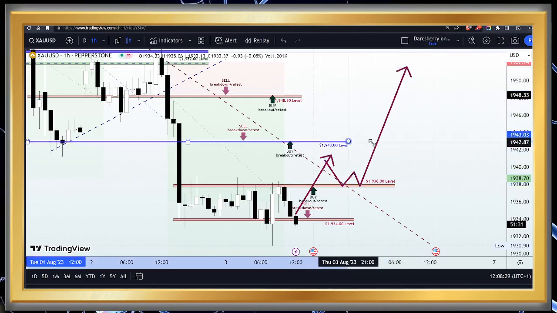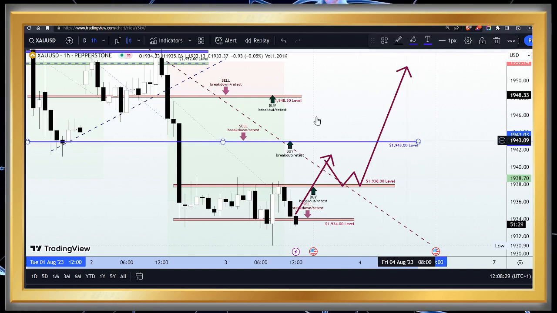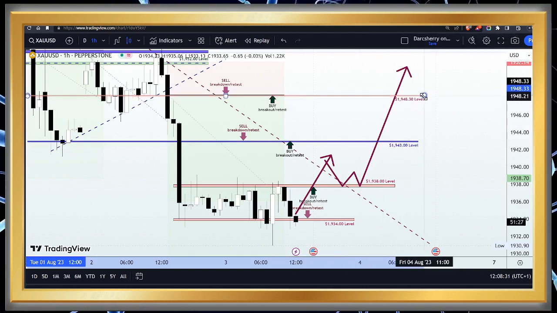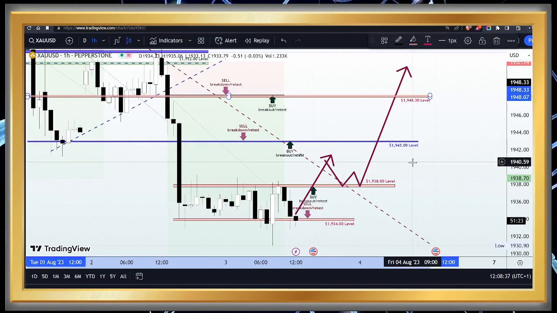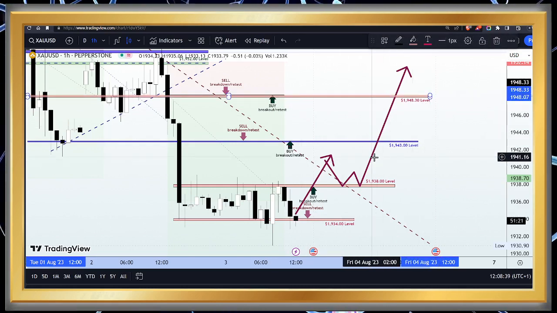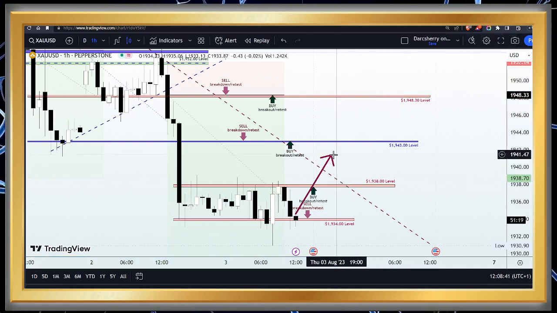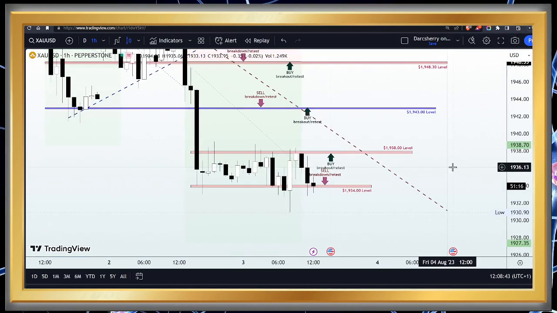Now, we have levels again here, like the 1,943 and the 1,948 area, where if price continues to climb and find new highs, a breakout retest of the structures will welcome more buying opportunities in this market. So let's see how the market will play out.